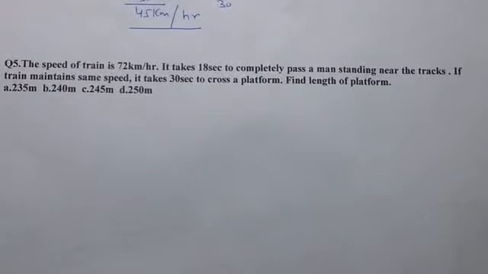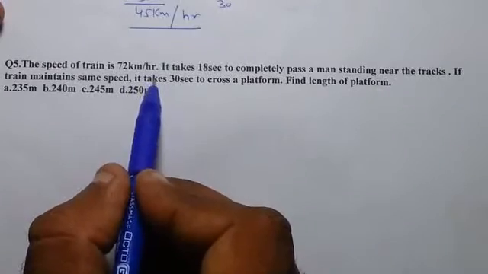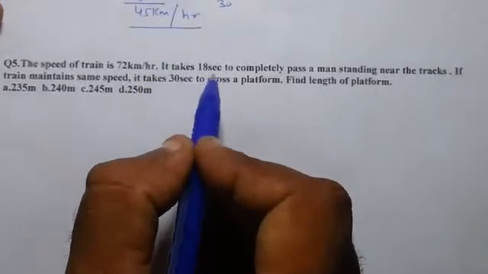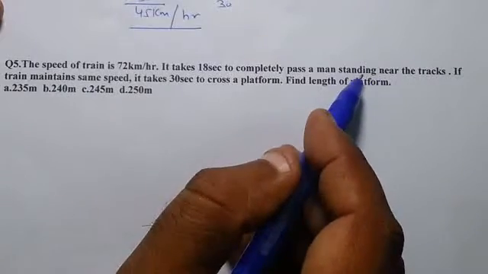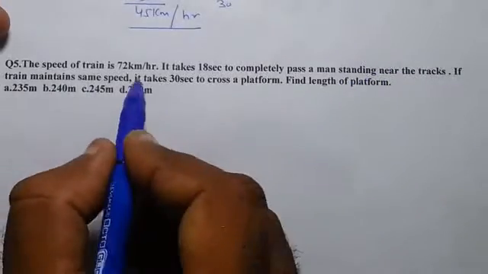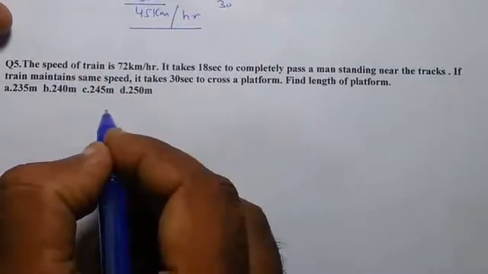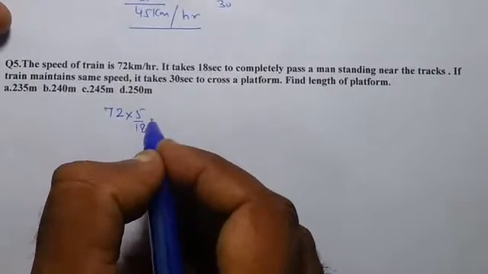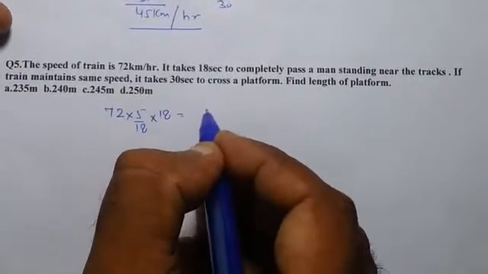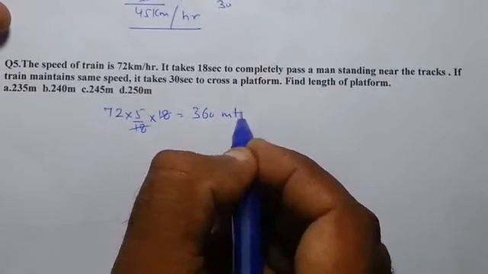Let us see another interesting question. Question number 5. The speed of the train is 72 km per hour. It takes 18 seconds to completely pass a man standing nearby the tracks. It means it will pass its own length in 18 seconds. So let us see. 72 km per hour means 72 into 5 upon 18 meters per second. And in 18 seconds, how much will it go? It will go 360 meters.